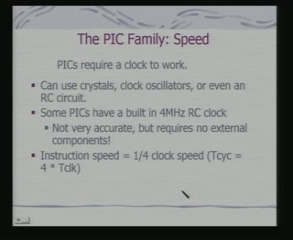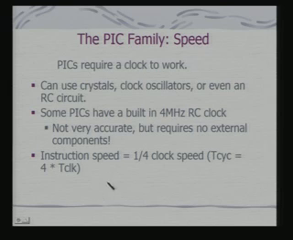Now, obviously, I have seen that I have got a clock generator block, and you know that all processors require clocks to work with. So, PICs also require a clock, and typically it uses crystals or clock oscillators or even an RC circuit. And instruction speed is typically what we call 1/4 of clock speed. That is, I talk about T cycle, which is 4 times the TCLK. So, these are the typical parameters that we refer to in a PIC architecture.